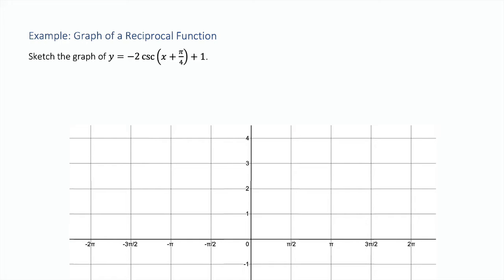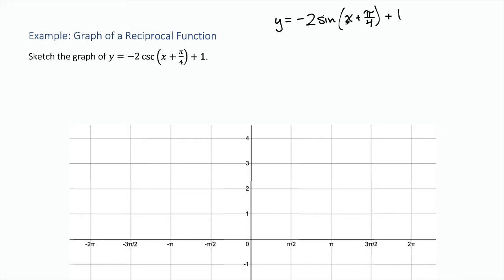Sketch the graph of y equals -2 cosecant of x plus pi over 4 plus 1. The cosecant function is the reciprocal of sine. So what we're going to do is start by graphing y equals -2 sine of x plus pi over 4 plus 1.